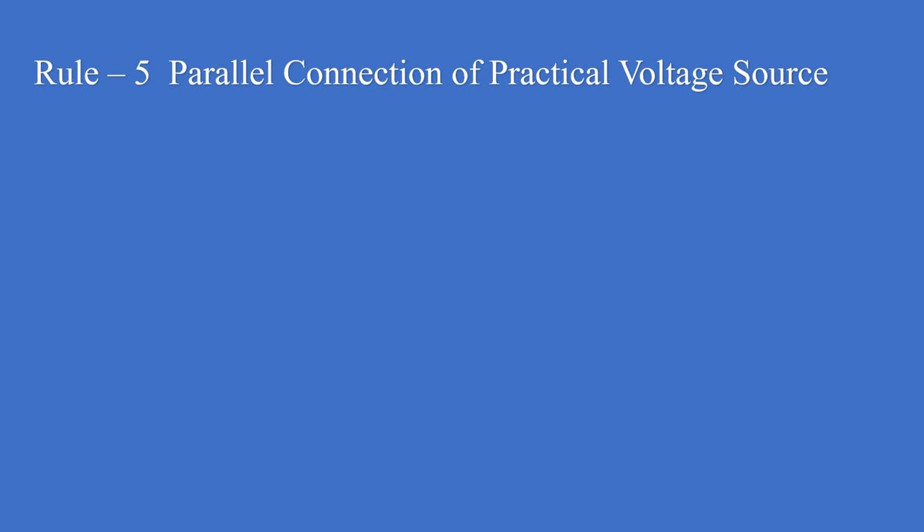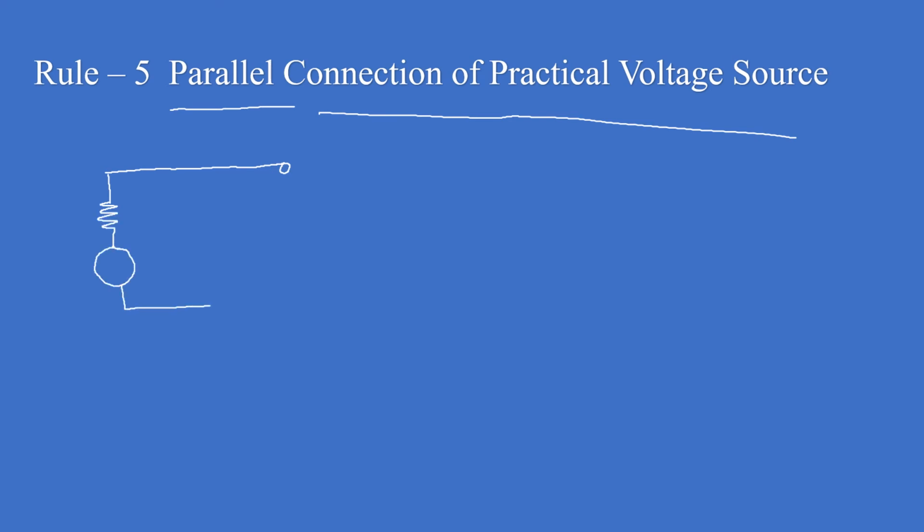It is a parallel connection of practical voltage sources. Okay. So if such a situation comes, what will happen? I will consider a parallel connection. I will consider the first voltage source here. This is the two terminal network AB. This value is R1 and the voltage source is V1. And the second one is the second voltage source whose value is V2 and whose resistance is R2.